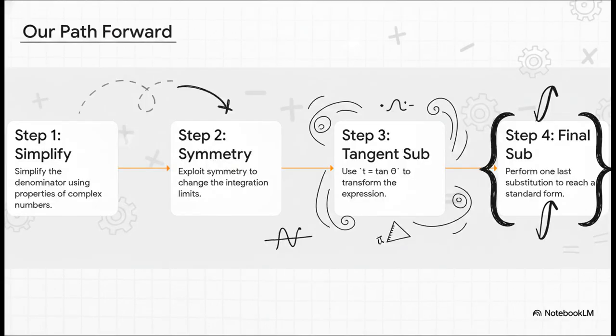Okay, so here's our roadmap for the final push. We're going to simplify things a bit, use a neat symmetry trick to adjust our limits, and then we're going to bring out a classic calculus technique, the tangent substitution. That's going to get us so close to a standard form that one last little substitution can finally solve it.